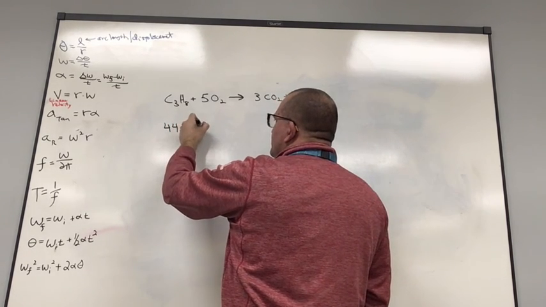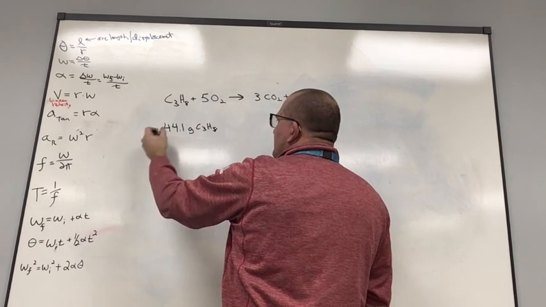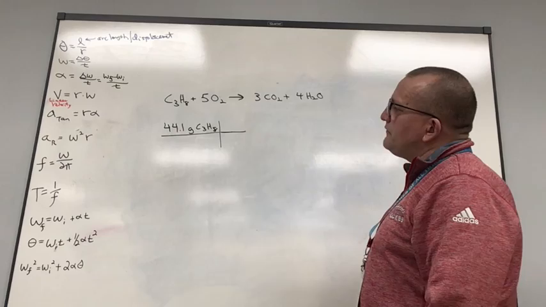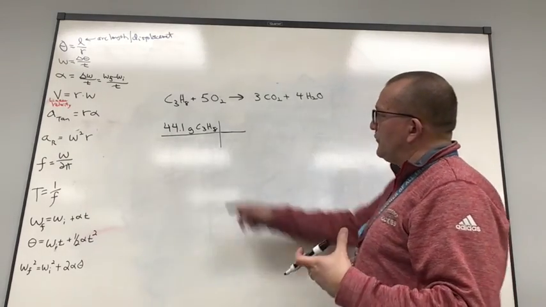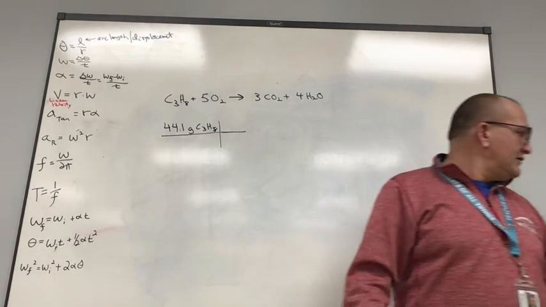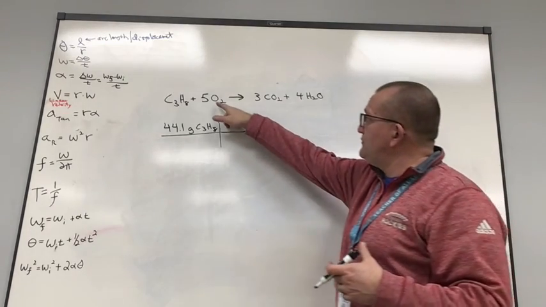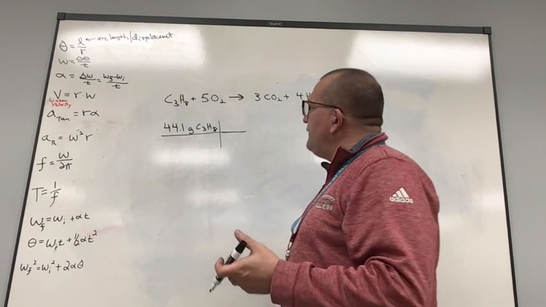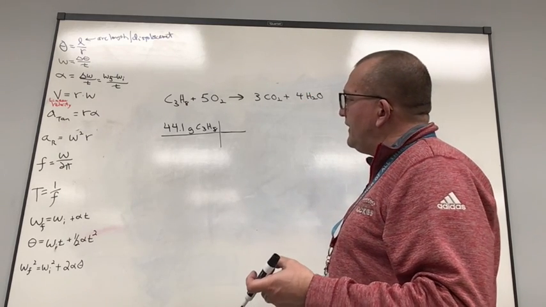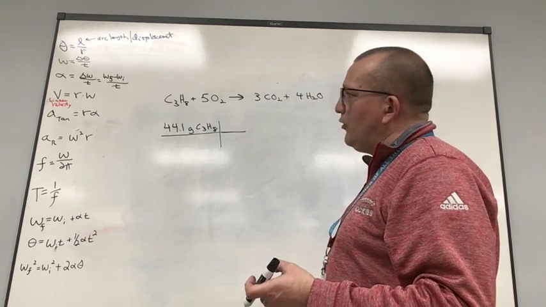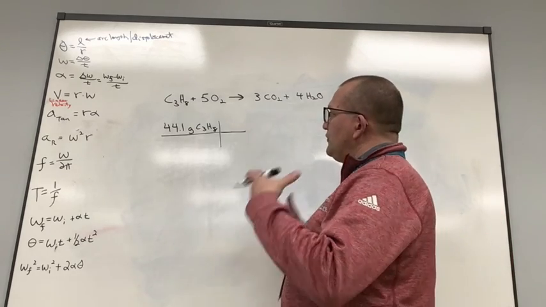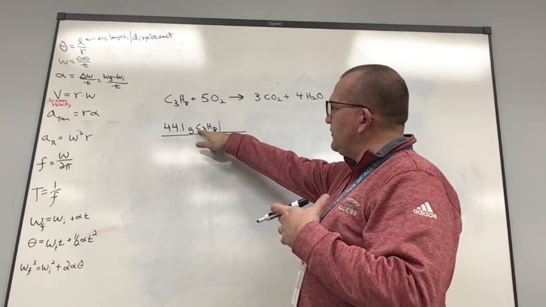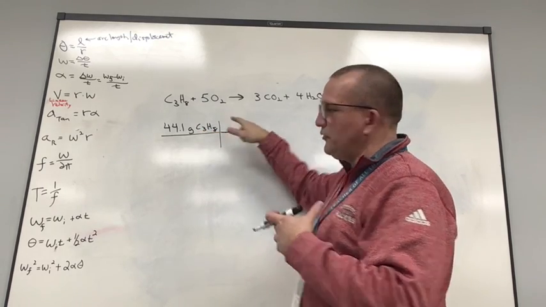44.1 grams of C3H8. And the tricky point here is that if I want to go from grams of this to grams of O2, first thing I have to do is find molar masses like we did. And then the next step is I have to get to moles. So here's the first step, I want to convert this to moles. So I'm going to go from grams to moles. So I want to divide by molar mass.